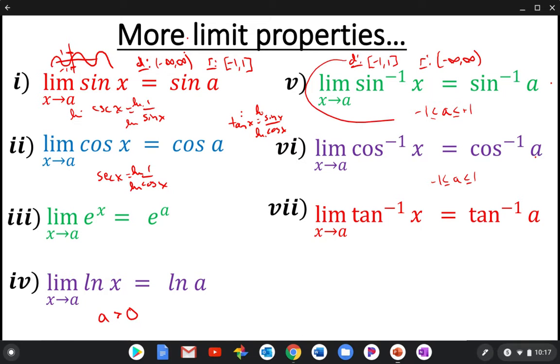So this fact implies this, that we can't plug in numbers other than numbers that fit in that interval -1 to 1. And same applies with the cosine. It has the same domain and range. So remember, the inverse flips the domain and the range.